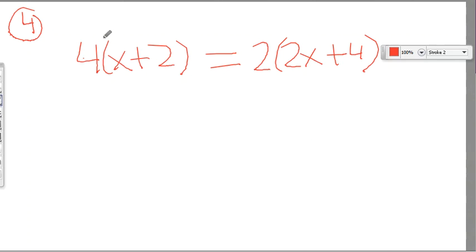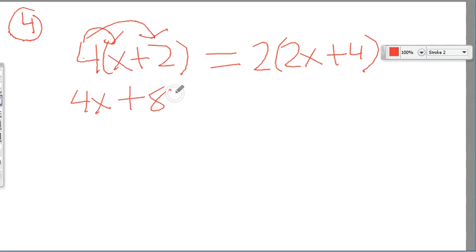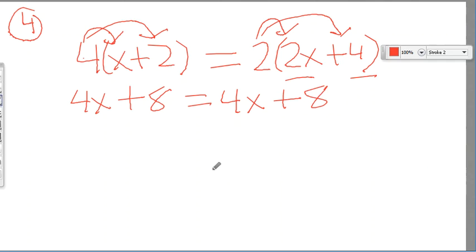If you were to solve this equation, you would need to simplify the left side and then simplify the right side. So to simplify the left side, we multiply both of the terms inside the parenthesis by what's out front, so 4x plus 8 equal to, if we simplify the right side, we're going to multiply both terms inside the parenthesis by what's out front. So 2 times 2x is 4x, and 2 times 4 is 8.